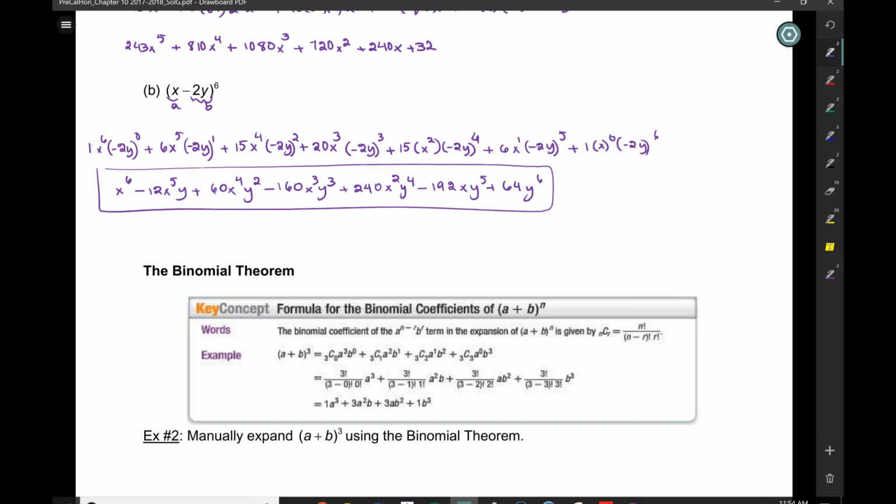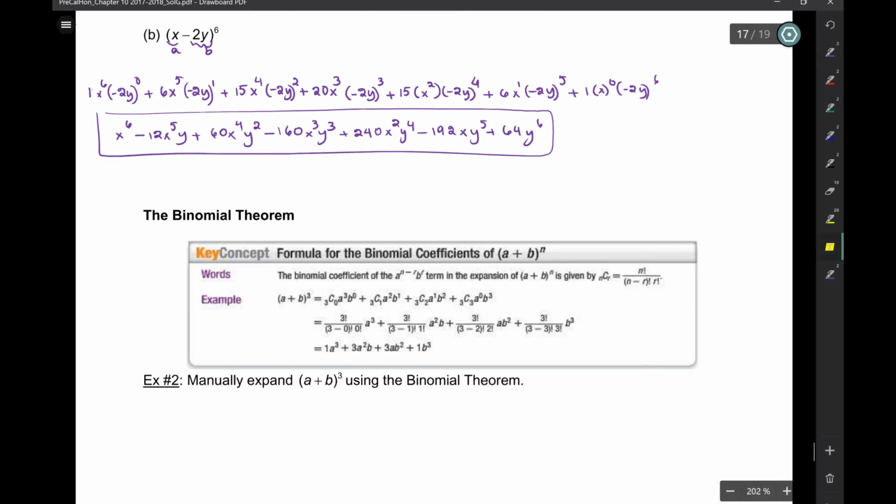So, Pascal's triangle is fine and cute, right? But if I had to do x minus 2y to the power of 57, okay? And all I needed really was like the 31st term. Pascal's triangle, not so cute anymore, okay? That's where the binomial theorem comes from. Okay, everybody's favorite theorem, binomial theorem.